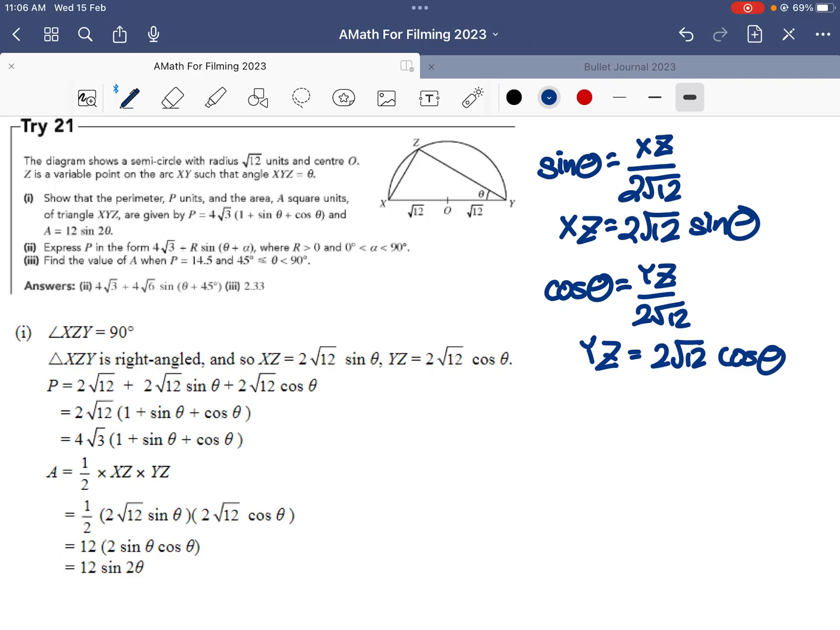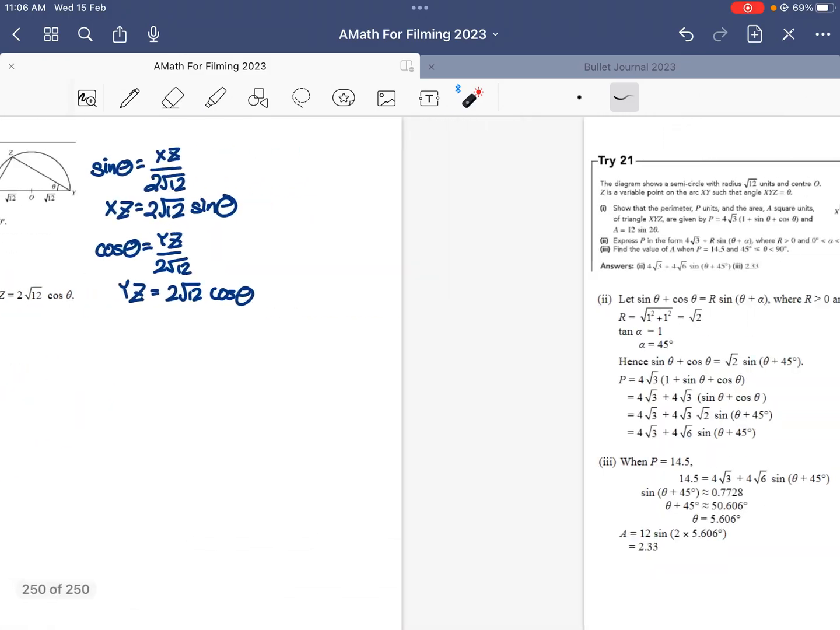So what they want is the perimeter. So perimeter is this length plus this length plus this length, which is shown down here. So if you simplify, you get this. And area is half times base times height. Okay, so your base is xz, your height is yz. You simplify, you should get 12 sine 2 theta over here.